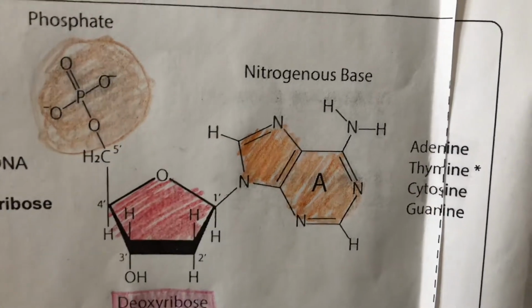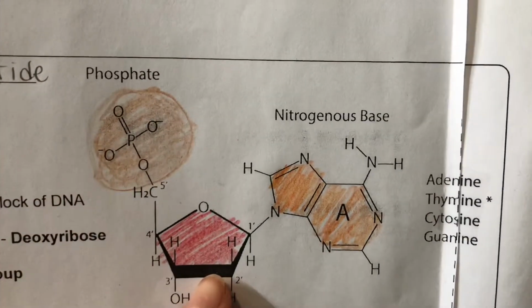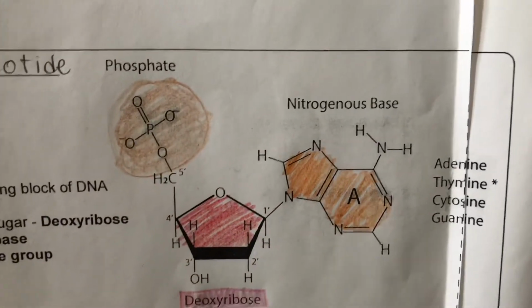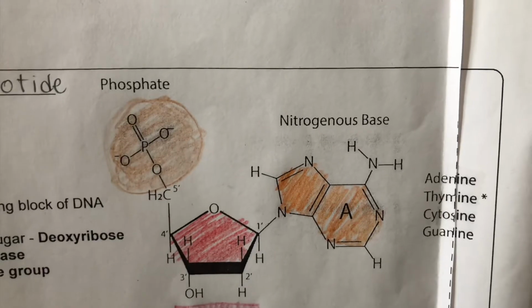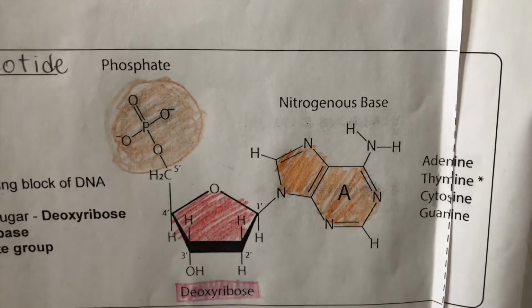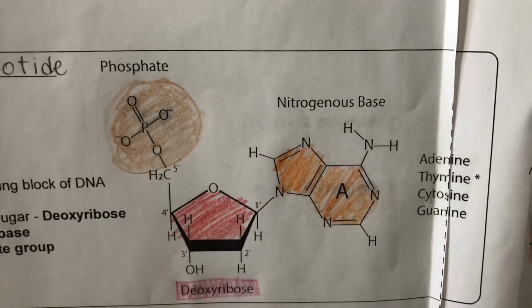This is a DNA nucleotide. This is the phosphate, this is the sugar, deoxyribose, and this is the nitrogen base. Adenine, thymine, cytosine, and guanine are the 4 nitrogen bases in a DNA nucleotide. Adenine and thymine go together, and cytosine and guanine go together.